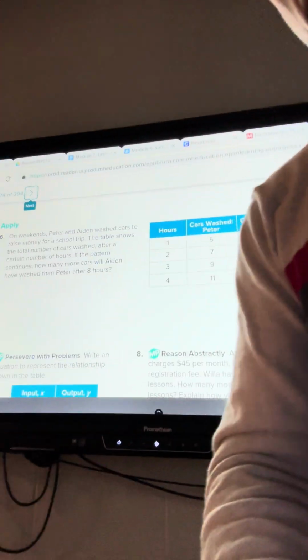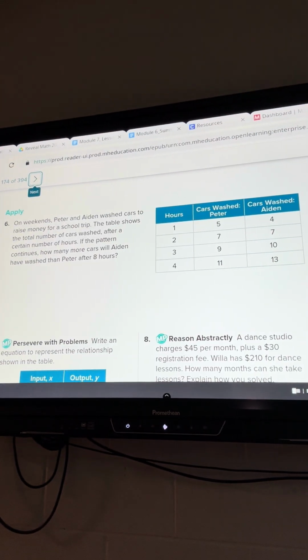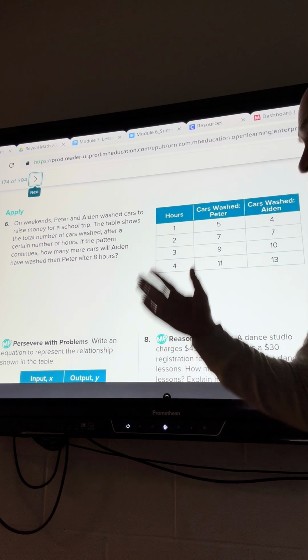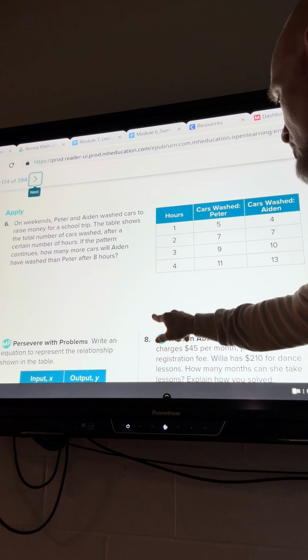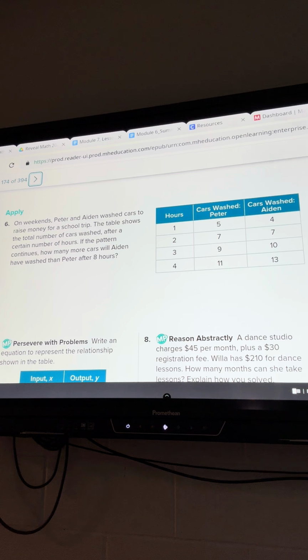All right, on number 6 on the next page, on weekends Peter and Aiden wash cars to raise money for a school trip. The table shows the total number of cars washed after a certain number of hours. If the pattern continues, how many more cars will Aiden have washed than Peter after 8 hours? There are two ways you could do this. You could look at this as a pair of two-step equations. Honestly, the way I would do this is figure out what the pattern is for Peter and for Aiden in terms of their cars washed. How are they both increasing?